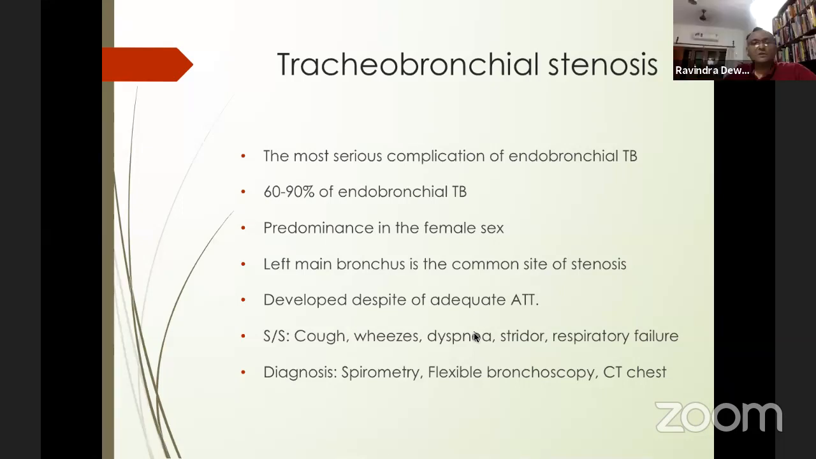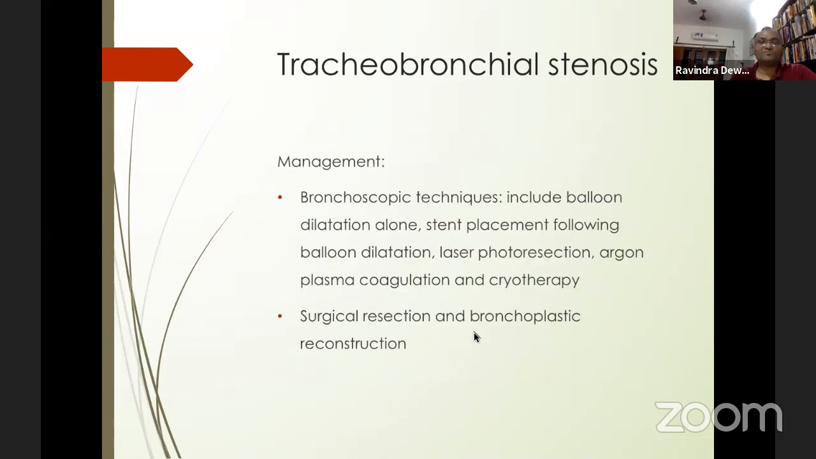Signs and symptoms are cough, wheezing, dyspnea, stridor, respiratory failure. The diagnosis is made by spirometry, flexible bronchoscopy, and CT chest. Management may include bronchoscopic techniques, which include balloon dilatation alone, stent placement following balloon dilatation, laser photoresection, argon plasma coagulation, and cryotherapy. But sometimes surgical resection with bronchoplastic reconstruction can be done.